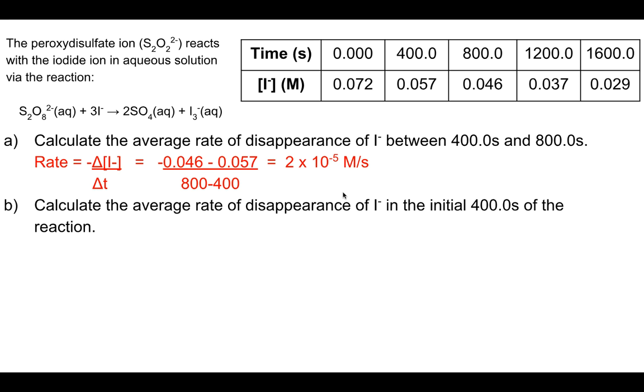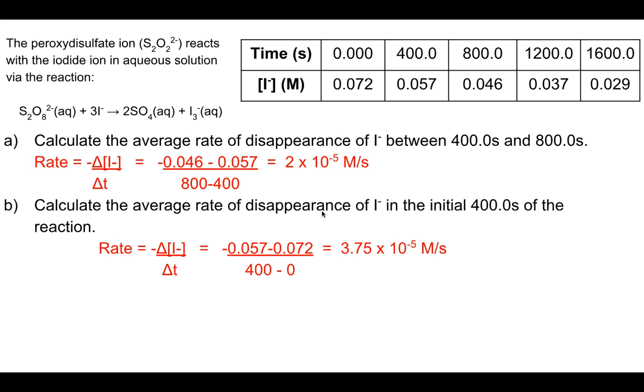Part B is going to calculate the average rate of disappearance in the initial 400 seconds. So same process, but now we're going to look from 0 to 400 seconds. So we're still looking at the I minus, so our rate law is the same. Rate is equal to the negative change in concentration of I over change in time, and then final minus initial.